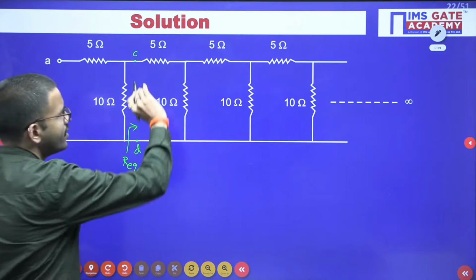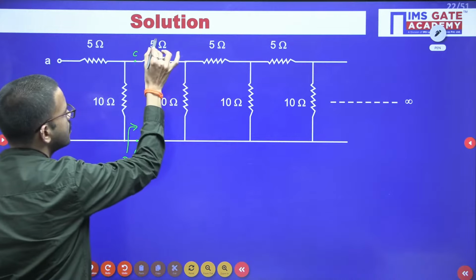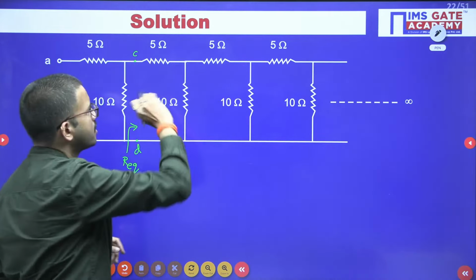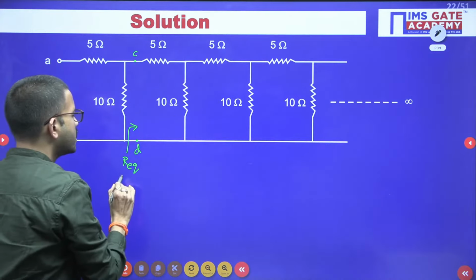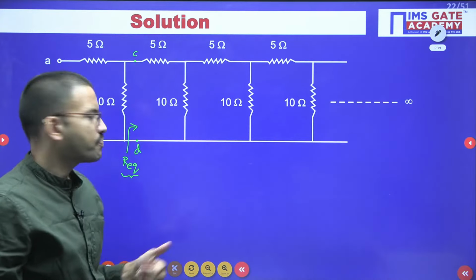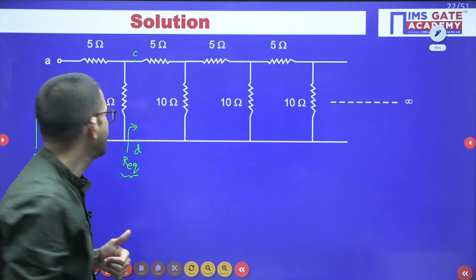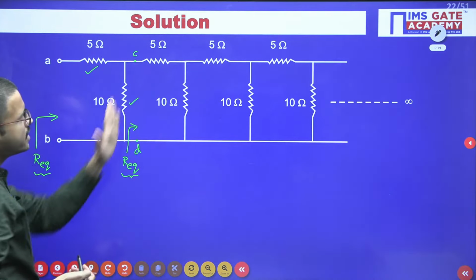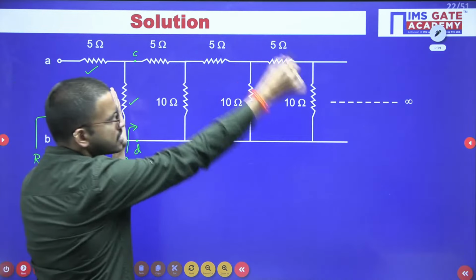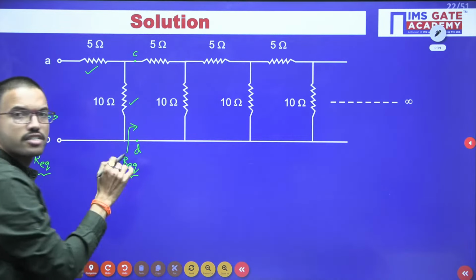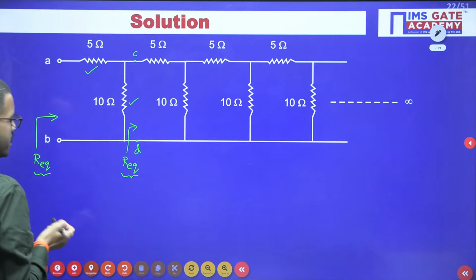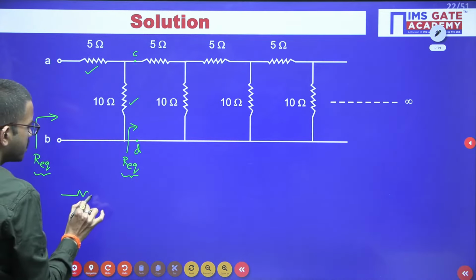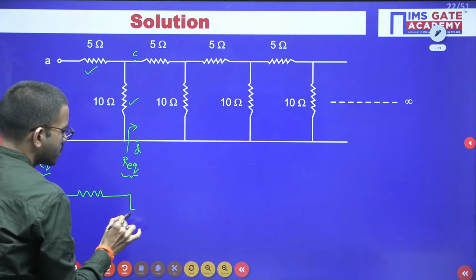Now, the entire network to the right of the terminals C and D can be replaced with one single resistor, that is R equivalent. So now you have a 5 ohm resistor, a 10 ohm resistor, and then here you connect one single resistor of value R equivalent. I hope all of you are getting clarity. Here I am just representing the simplified network which we are getting.